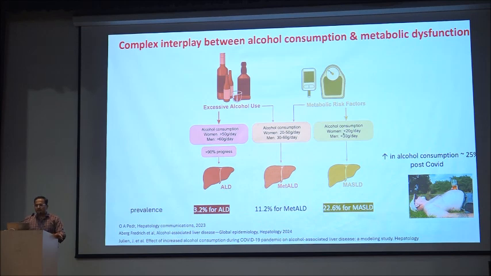But if the consumption is above 20 but below the risk level, 20 to 50 gram, then it will be MetALD. If the alcohol consumption is more than 50 gram in women and more than 60 gram in men, then it is called alcoholic liver disease, irrespective of the presence of metabolic risk factors, even if they are present.